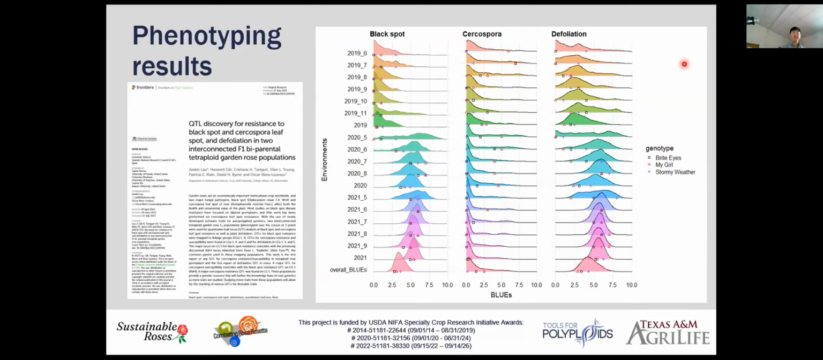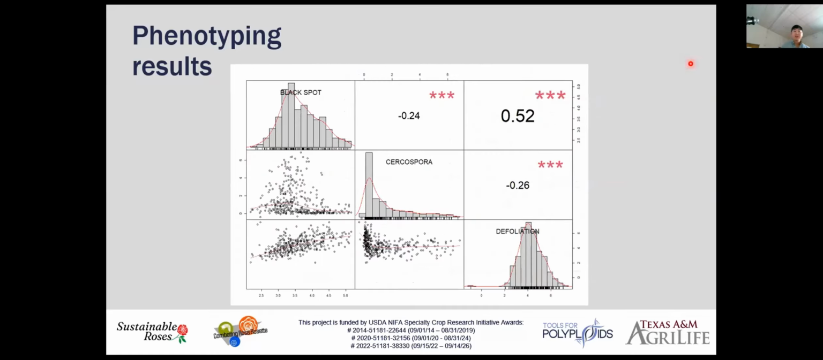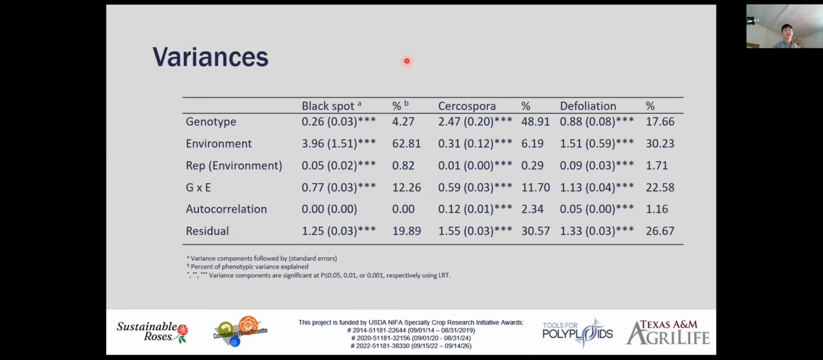And defoliation, because defoliation is highly correlated with black spot, had a very similar pattern to what we saw in black spot. So black spot and defoliation are pretty highly correlated phenotypically. And for black spot and cercospora, there's also another slight negative correlation. And we'll see why that's important in a little bit.